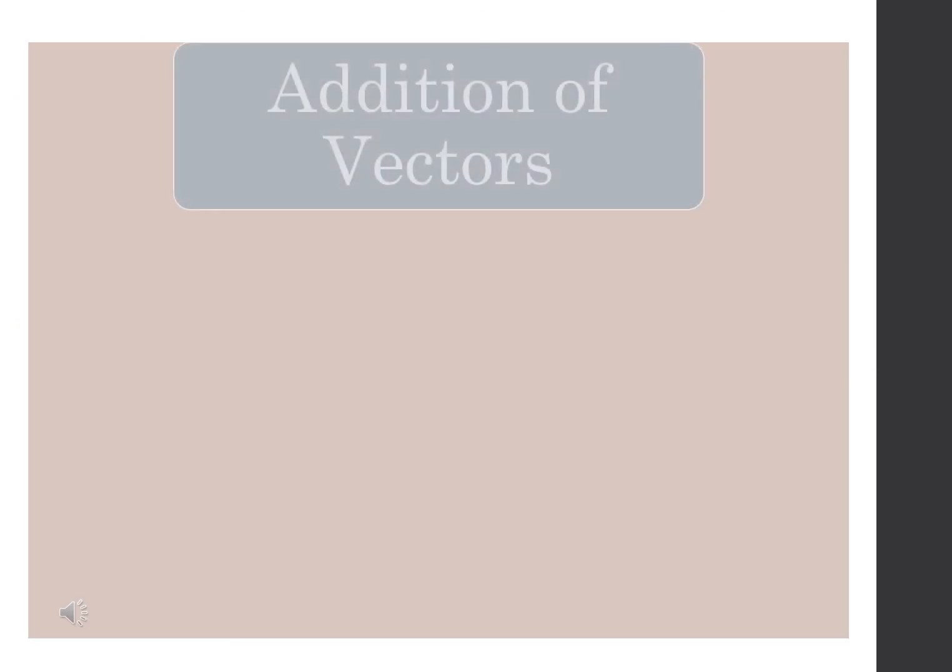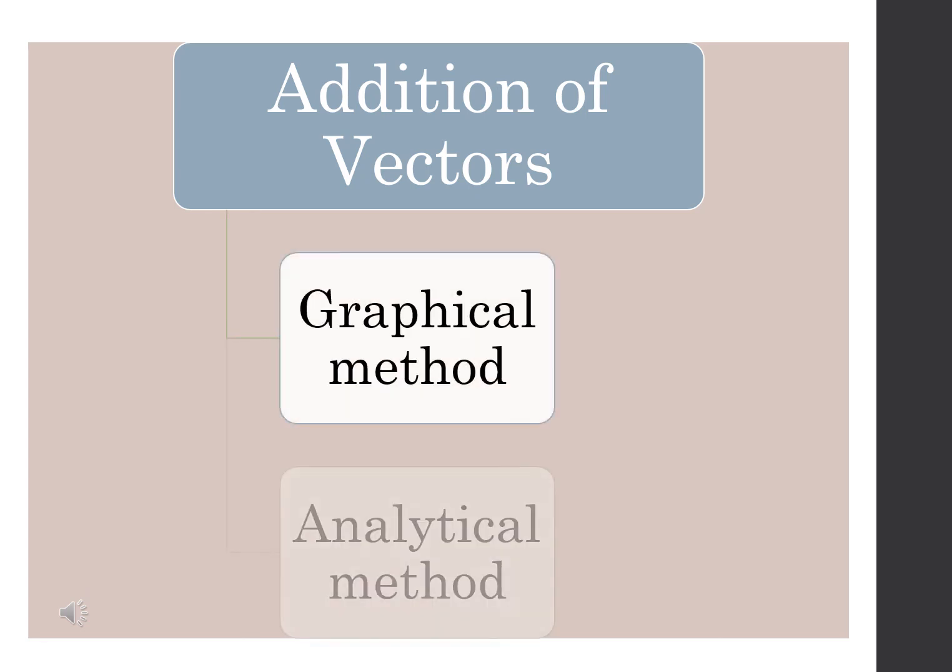One thing you should know is that vectors cannot be added, subtracted, and multiplied by ordinary algebra because vectors have both magnitude and direction, and they obey the rules of vector algebra. Addition of vectors. Addition of vectors is possible by two methods: the graphical method and the analytical method.